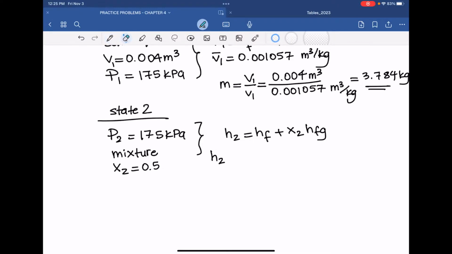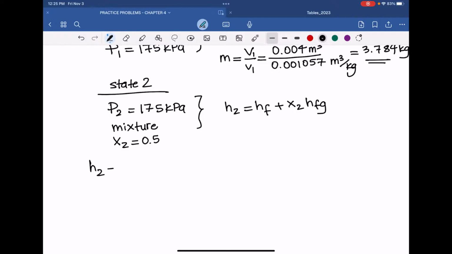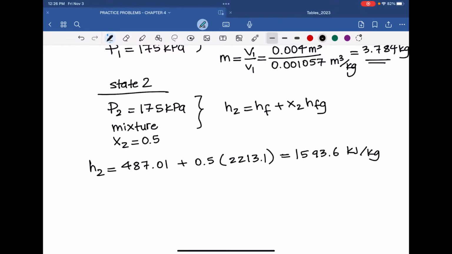I hope I might not have a space there. Let's start from here. You can put the units, don't forget the units. So H2 should be 1593.6 kilojoule per kilogram. Very good.